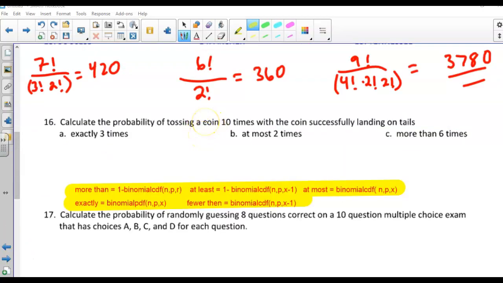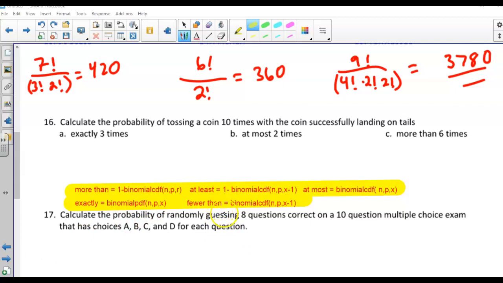For these next 3 problems, I took the liberty of writing these out for you because I want to make sure you really understand exactly the terminology: at most, at least, more than, fewer than, exactly. These are the equations you should be using. Make sure you look at them clearly because I don't want you to mix up. This is a binomial PDF. I just want to make sure you really understand what it is we're looking at here.